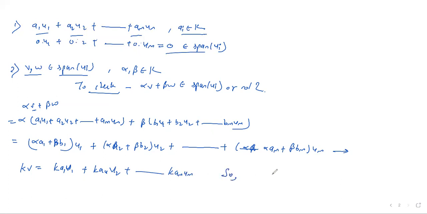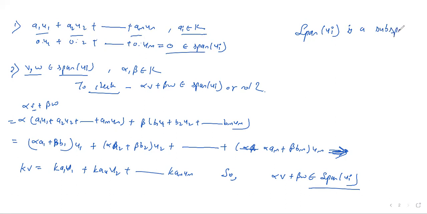Okay, so we can see from this here that alpha v plus beta w, this is the resultant that we got from here, also belongs to the span of ui because it is also a linear combination. So what did we get from here? That the span of ui is a subspace of vector space V. It is very important. You're going to use it in many of the examples.